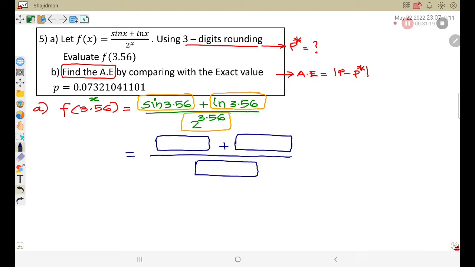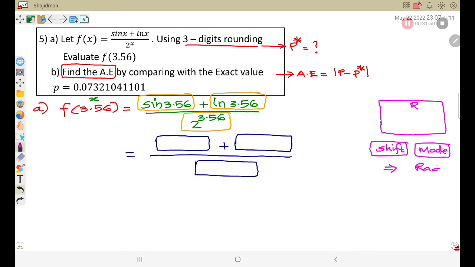The bottom number also with 3 digits rounding. Now before doing the calculation, check that your calculator is in radian mode. Check your calculator display, on the top side you can see an R. R means it is in radian mode. If it is not in radian mode you need to change it. How to change this on the calculator? Press Shift, then Mode. After that you can see rad. Rad means radian mode. What is the number? Number 4. So select number 4 so that you get radian mode.